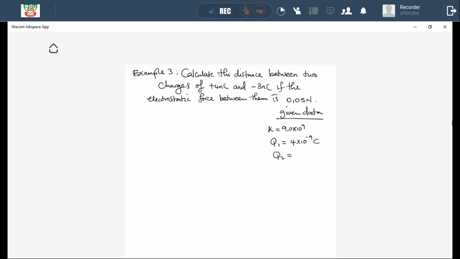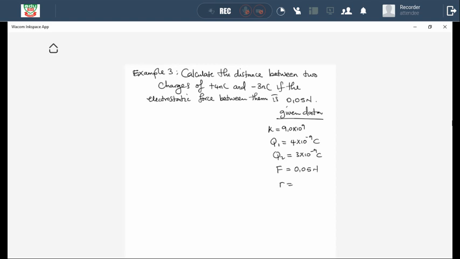And then my charge 2 is 3 times 10 to the power minus 9 coulomb as well. Right? And remember, we said we ignore the sign when we substitute. That's why I'm not writing it in my given data, so that I won't confuse myself with substitution there. We ignore it, right? And then my force, which is given, is 0.05 newtons.